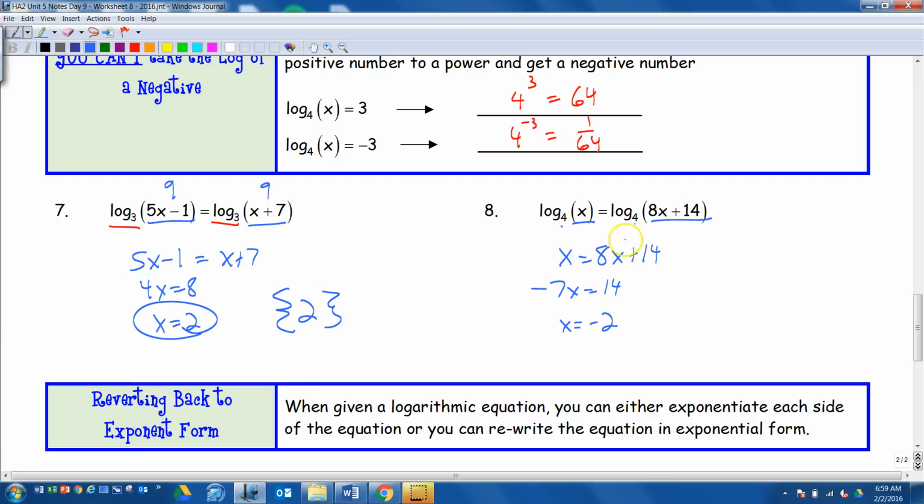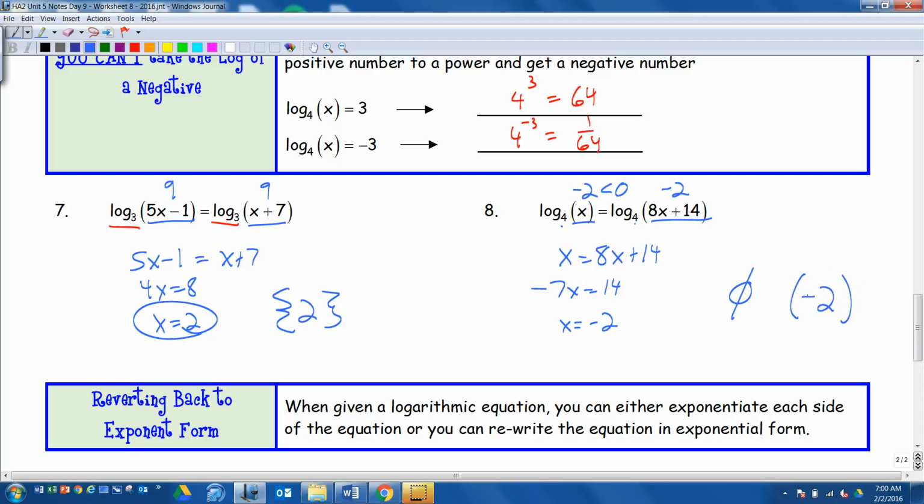I am going to plug this in here, and I get negative 2 times 8 is negative 16 plus 14 is a negative 2. And I get a negative 2. Again, you cannot have this, so this is not a solution here. Okay, this is not a solution. So, that means there actually is no solution to this problem, and negative 2 doesn't work.